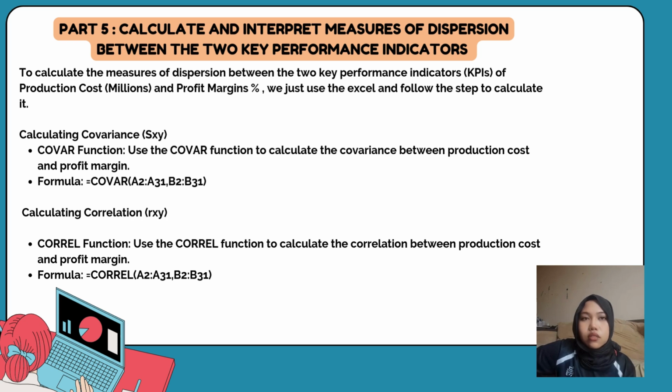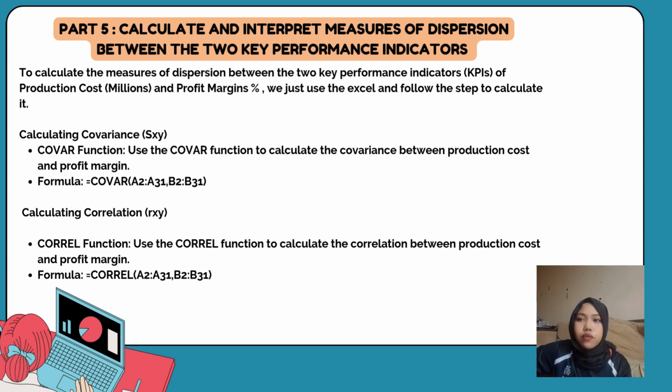I use sample covariance in Excel for this data, because the table shows data for 30 specific manufacturing companies in Malaysia. This is a sample of the larger population of all manufacturing companies in Malaysia. So I use the covariance function for a sample, because the function in Excel is designed to calculate a covariance for a sample of data, assuming it's a subset of a larger population.